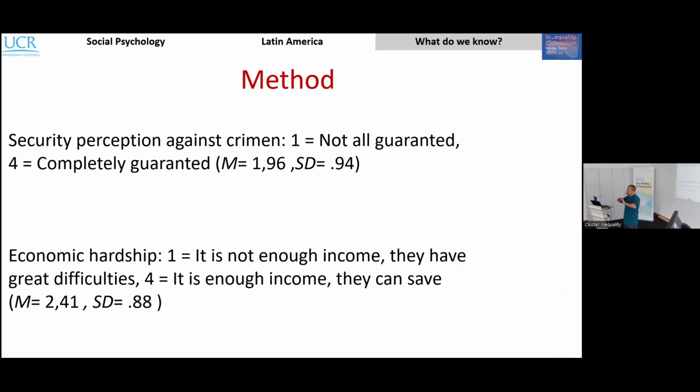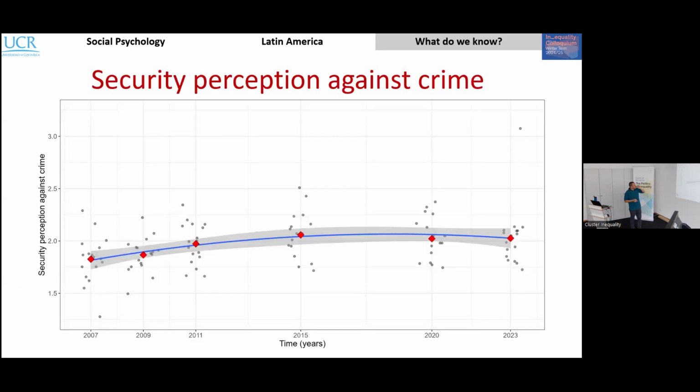But it's a theoretical discussion that we can have another day. We think it's because of inequality, because of social comparison, but there is a big discussion about it. So we use economic hardship. And I wanted to show you these results over time because, again, we are looking for patterns over time in the region. And we can see how people in general feel really insecure about crime in the country.